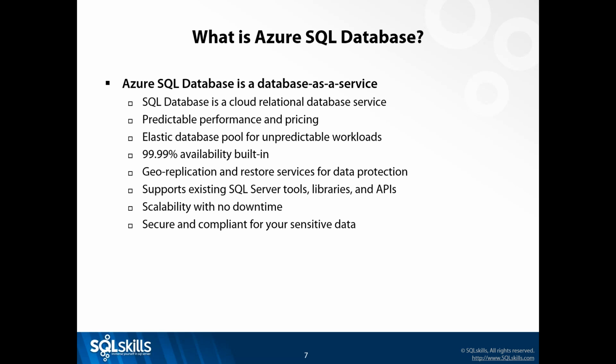There's elastic database pool for unpredictable workloads. And I'll talk more about that later, but think about having just a large bucket of DTU or performance, and that's shared or can be shared and throttled amongst a whole lot of different databases. So you don't have to buy a whole lot of bandwidth for every single service. You just have a big pool. And like I said, we'll cover that more on a few slides.